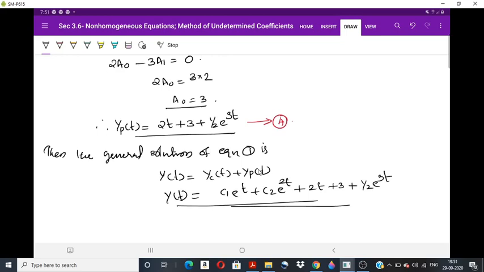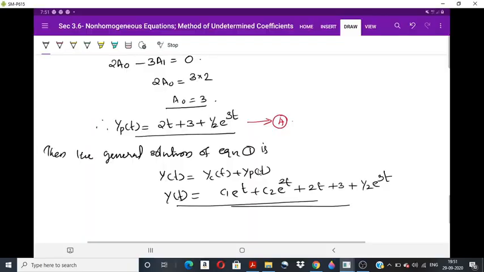So this is about the method of undetermined coefficients. Let's stop here. Two more cases remain to be discussed in this method, which we will continue in the next lecture.